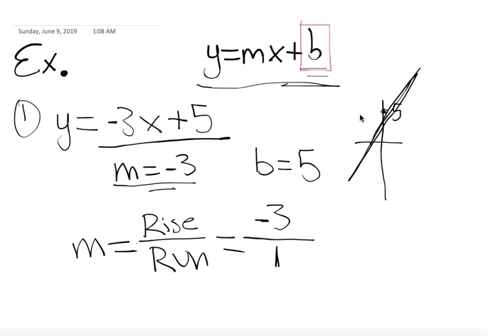So in this case, we start at 5. We know it crosses there. So it's going to go 3 down. So we go to 2 and 1 to the right. Then you go 3 down again. That will take me to negative 1 and 1 to the right. And this will be your line, y equals negative 3x plus 5. Okay, that's a sketch.